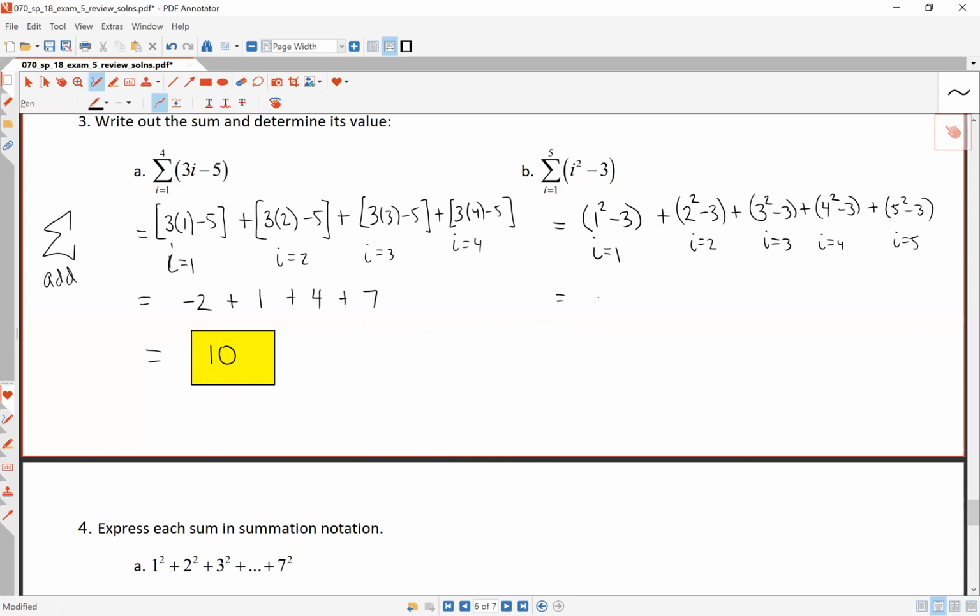1 squared minus 3 is negative 2. 2 squared is 4 minus 3 is 1. 3 squared is 9 minus 3 is 6. 4 squared is 16 minus 3 is 13. And 5 squared is 25 minus 3, which is 22. That's 35, plus 6 is 41, plus 1 is 42, plus negative 2 is 40.